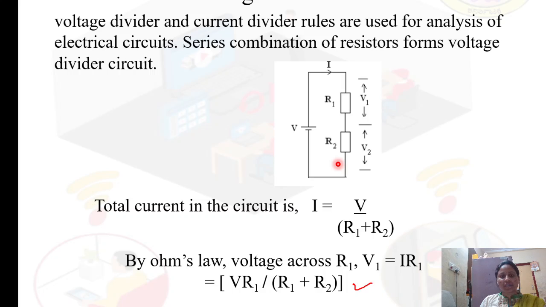Okay, so let us distinguish the statement of the voltage divider rule and the current divider rule. Voltage divider rule: voltage across any resistance can be calculated as main voltage multiplied with the same resistance divided by the sum of the resistances. Whereas in the current divider rule, current flowing through any resistance can be calculated as main current multiplied with the resistance of the other branch divided by the sum of the resistances.